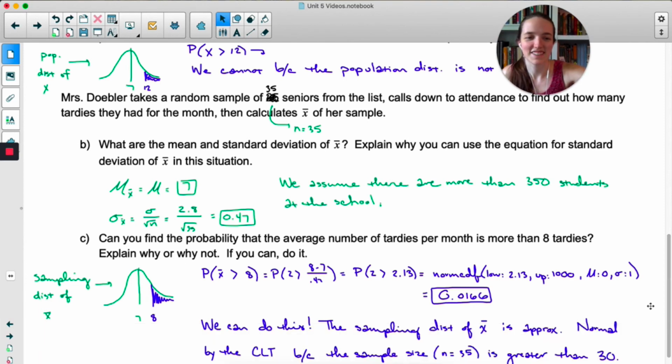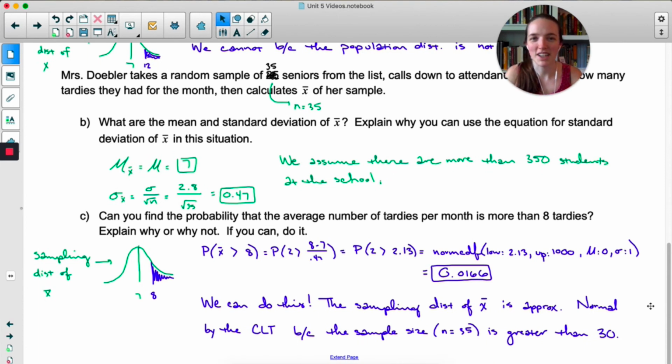Now we are supposed to explain why we could do that calculation. Only in statistics does your teacher say, why could you do that? It's a valid question. We were able to do this. The sampling distribution of X bar is approximately normal by the CLT because the sample size, which is 35, is greater than 30. More commonly, you'll see it written as, we can assume the sampling distribution is normal by the CLT, and then in parentheses you should probably say, n is greater than 30.